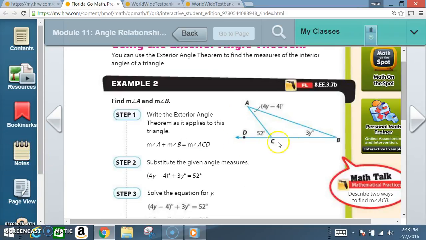All right, now go back and look at the diagram very carefully. Notice how this says 4y, or 4 times y, minus 4. This says 3 times y. And real quick, what that means is whatever value I have for y, I multiply it by 3, and that gives me the angle. So 3 times 8 is going to give me 24. All right, we're going to go down and explain the rest.